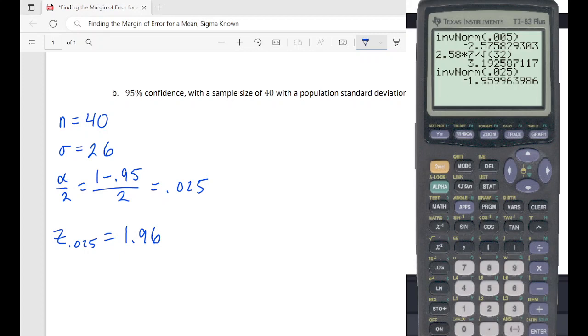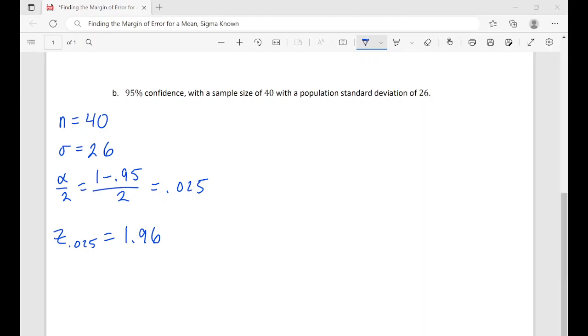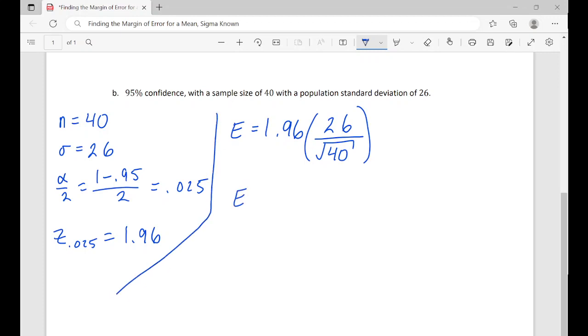And now that I have everything I need, I'm just going to put it into my margin of error formula. So the margin of error is going to be equal to 1.96 times standard deviation, sigma 26, over the square root of 40. And make sure it's not confusing which one's which. So now I'm going to use my calculator to do the arithmetic for me.